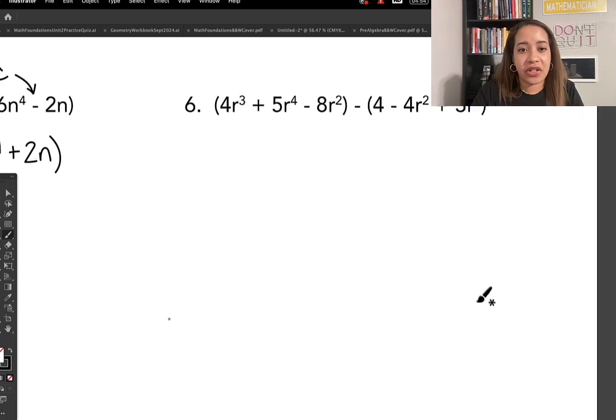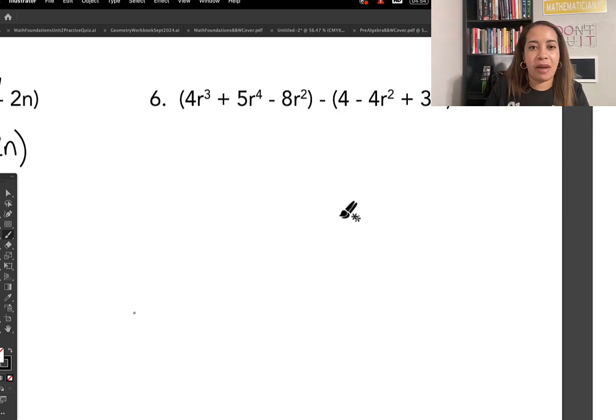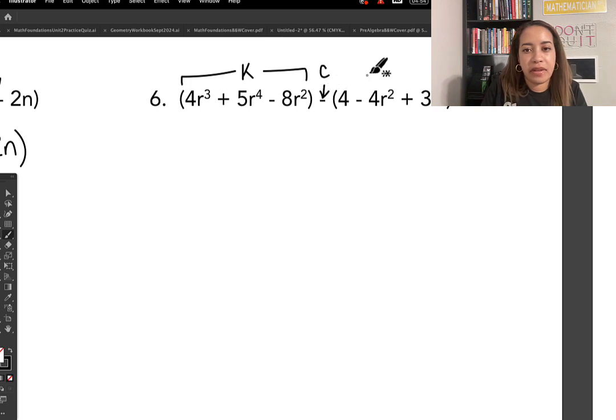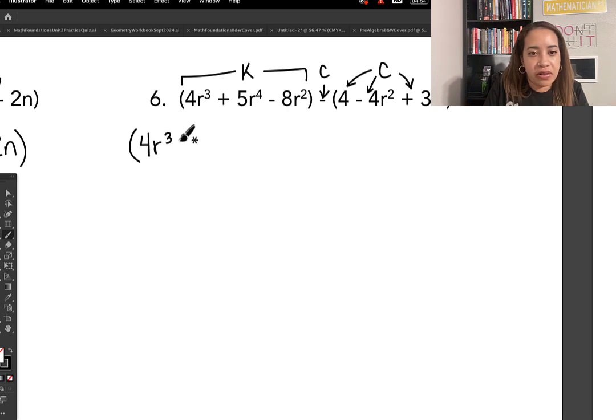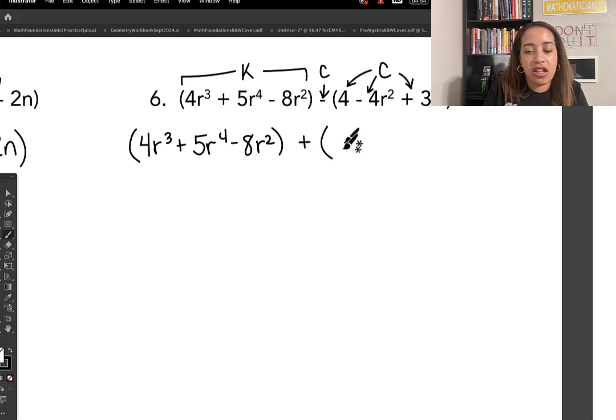Finally, let's try out number 6. This is our last subtraction problem. Every time we see subtraction, we say keep, change, change. So I'm changing all of the signs on the second polynomial so that I can rewrite my problem as addition. Copying down the entire first polynomial, changing from a minus to a plus in the middle, and then changing all of the signs here.